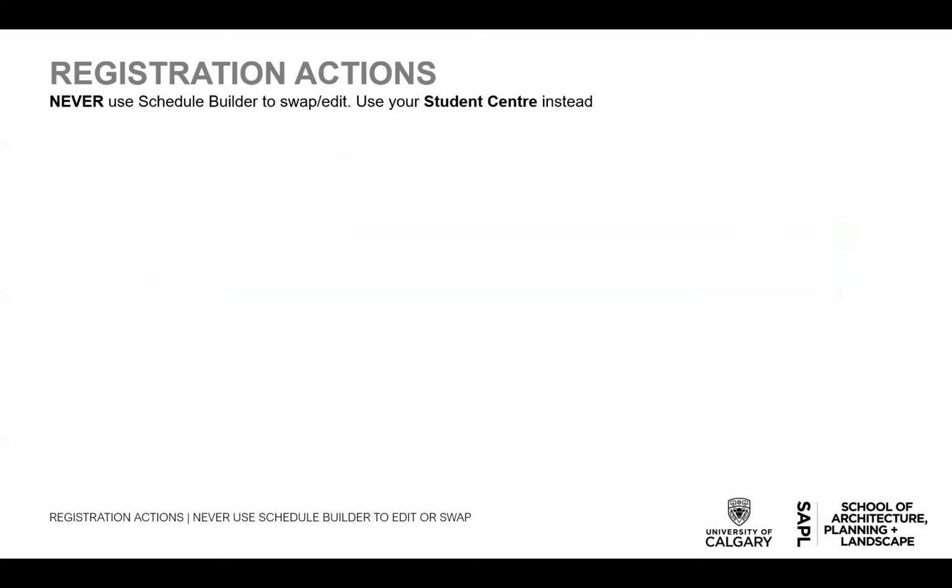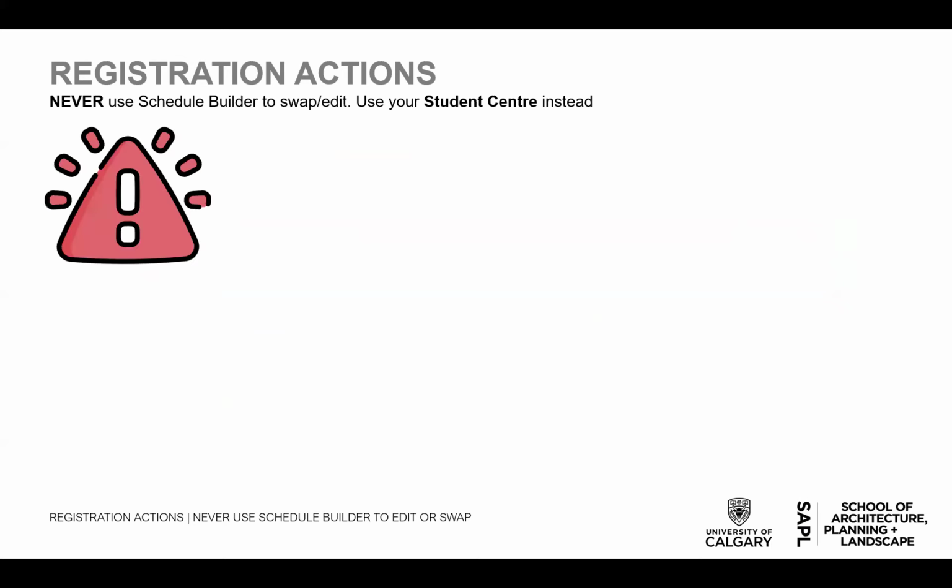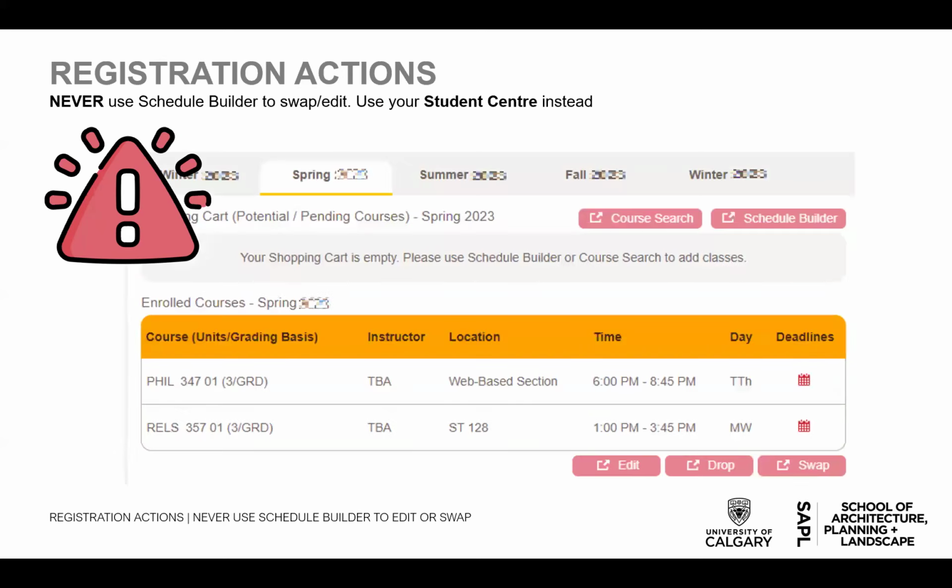On the topic of editing and swapping, do not use Schedule Builder to do this. In the past, I've seen a lot of students who missed checking on or off certain settings in Schedule Builder and have accidentally dropped their entire schedule. To avoid this messy scenario, which happens quite frequently, please use your Student Center to make the changes to your schedule. Here's a screenshot of the Student Center. The Edit and Swap buttons are generally located at the bottom of your course schedule.